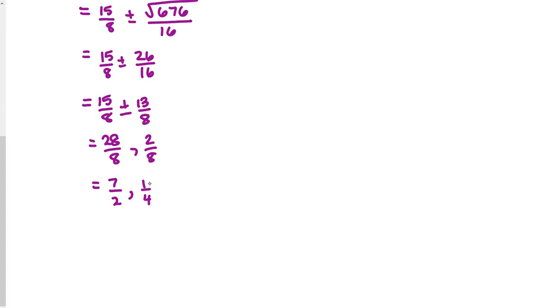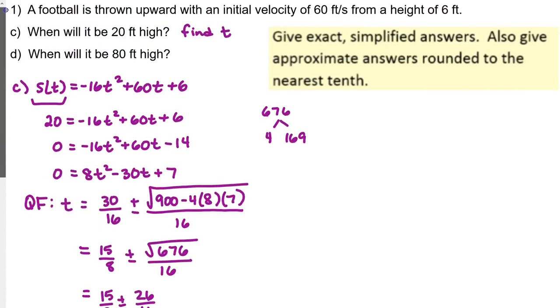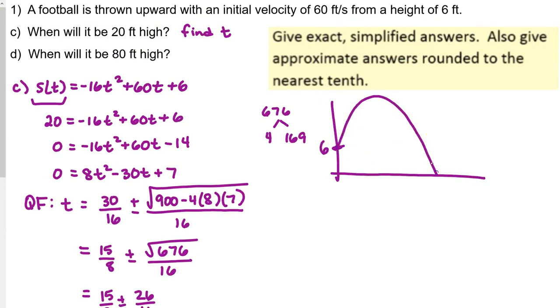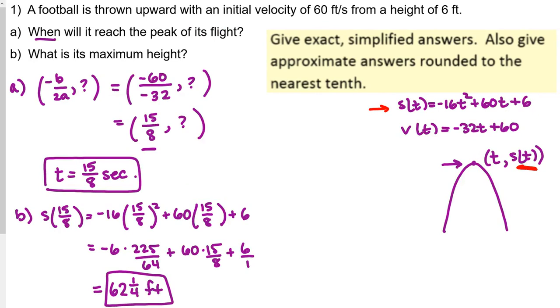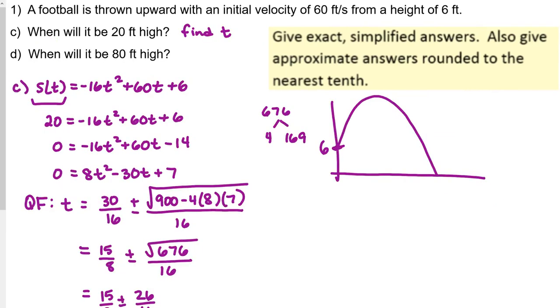Okay. So there are 2 times when the football is at a height of 20 feet. Does that make sense? It starts at a height of 6. It goes up and down. And what was the maximum height again? It was 62 and 1/4. So yeah, it's going to reach a height of 20 feet 2 times. Once on its way up and once on its way down.